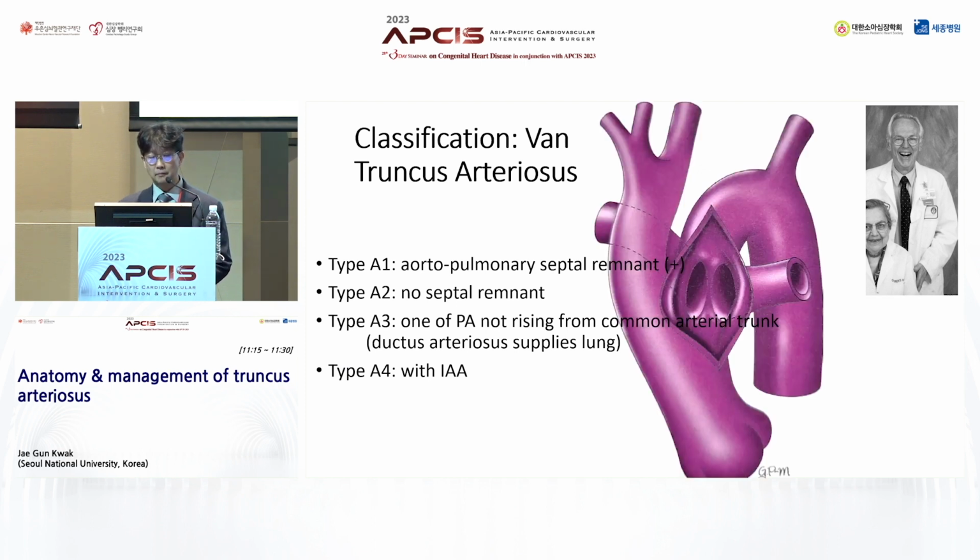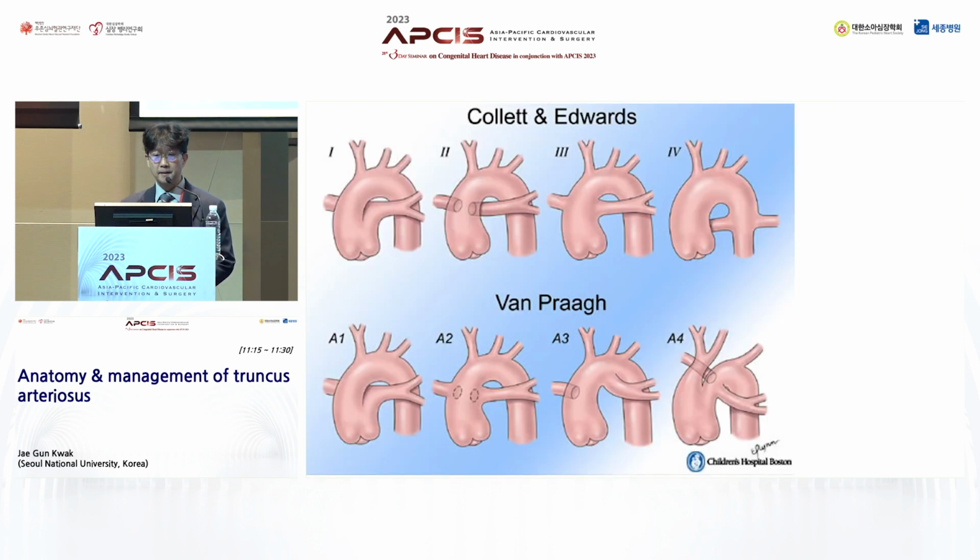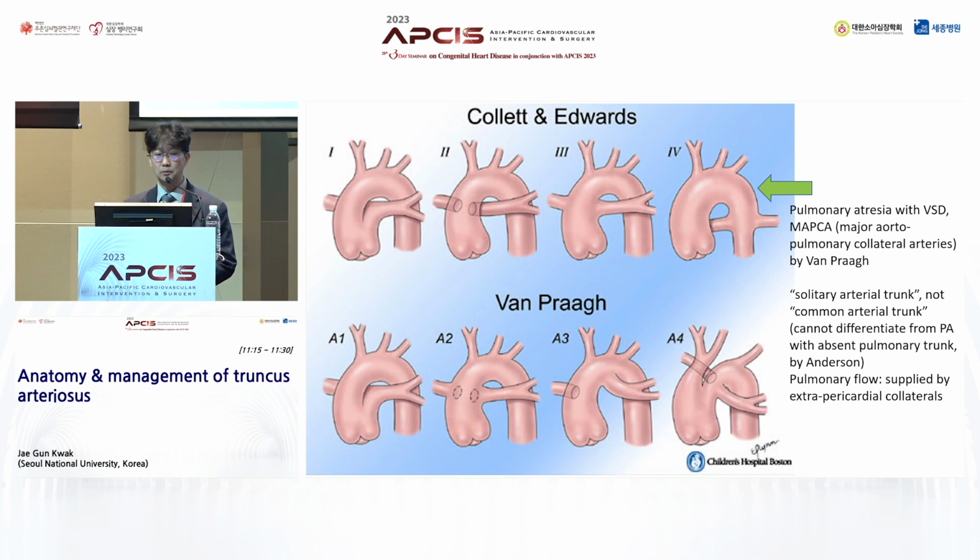If we have a letter B, that means without VSD. When we compare the two classifications, type 1 and 2 correspond with type A1 and A2. And as I mentioned, pulmonary atresia with VSD and MAPCA is called type 4 now, because it has a solitary arterial trunk, not a common arterial trunk, by definition.